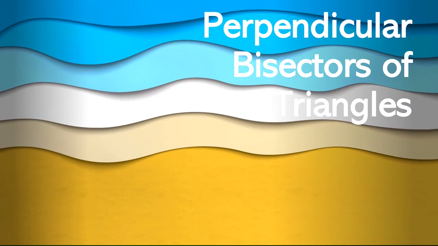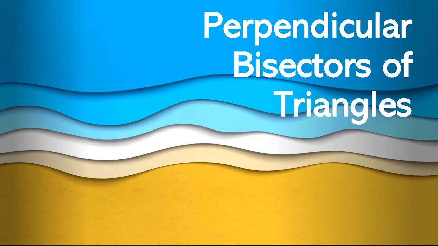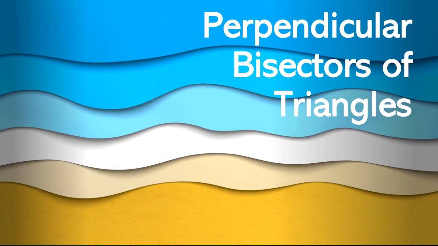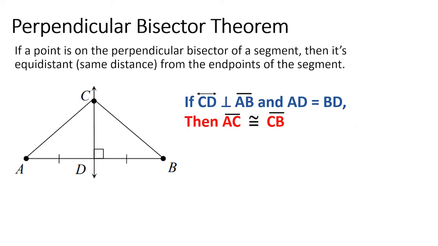Alright, so let's talk about perpendicular bisectors of triangles. So what exactly is the perpendicular bisector theorem? That is, if a point is on the perpendicular bisector of a segment, then it is equidistant, or the same distance, from the endpoints of the segment.